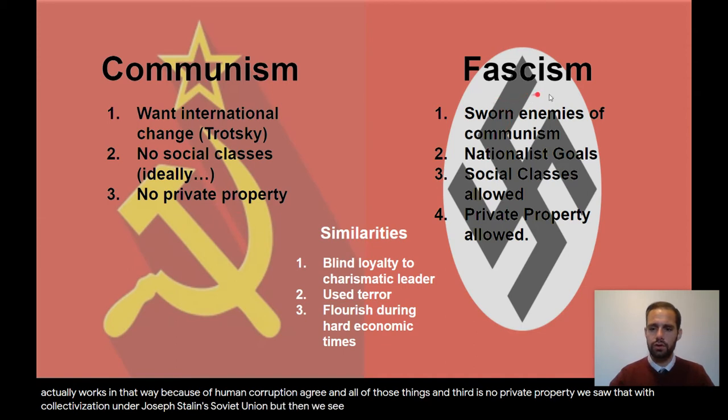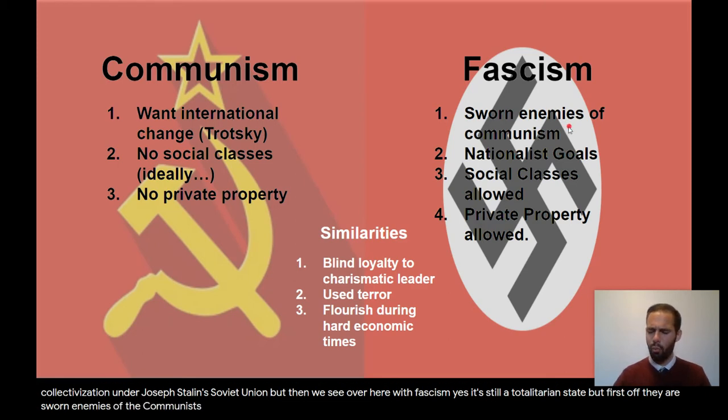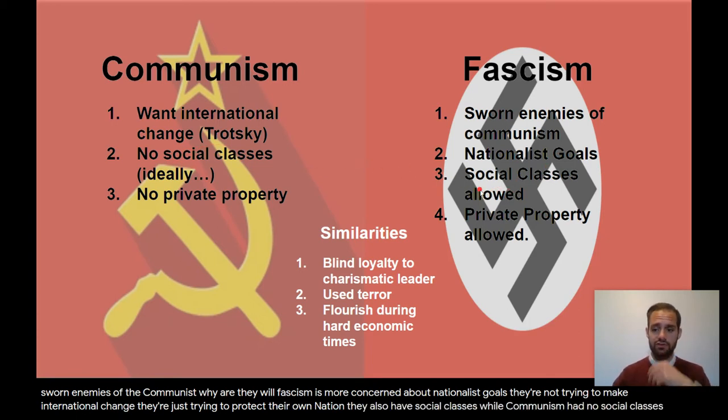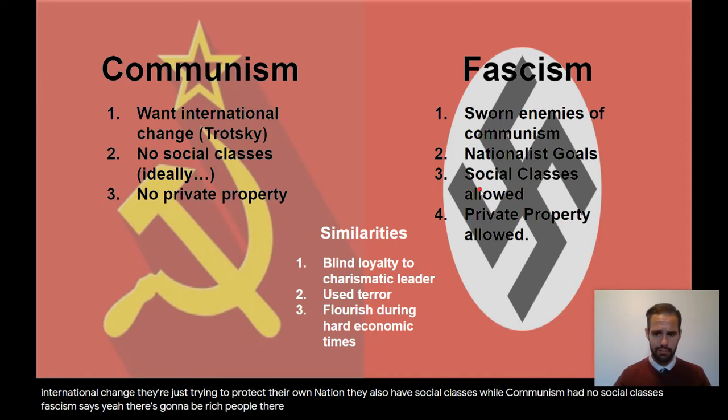But then we see over here with fascism. Yes, it's still a totalitarian state, but first off, they are sworn enemies of the communists. Why are they? Well, fascism is more concerned about nationalist goals. They're not trying to make international change. They're just trying to protect their own nation. They also have social classes. While communism had no social classes, fascism says, yeah, there's going to be rich people, there's going to be poor people, and that's the way it is. That's totally okay. And therefore, private property is completely allowed.